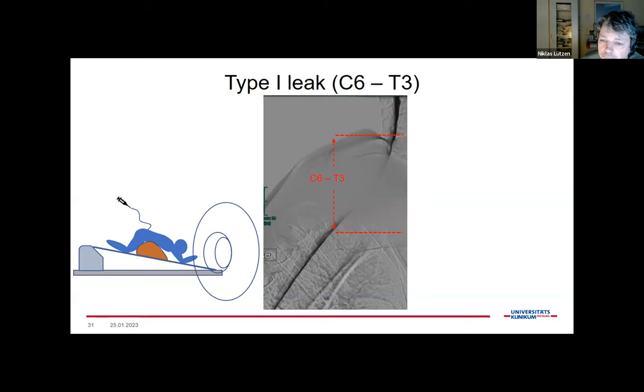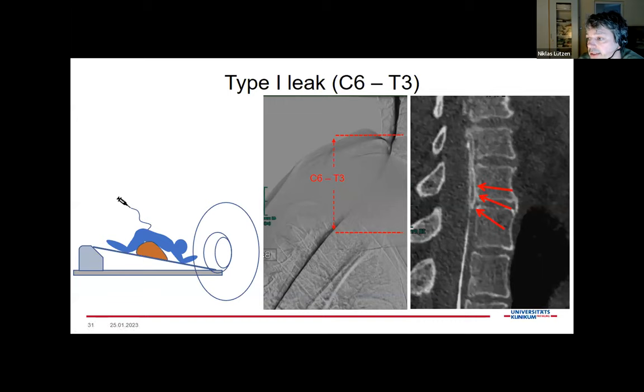This patient is placed in prone position. This is a custom-made tiltable table, and we perform two or three scans after each other. And this technique has enough radiation power to find the leak, and the contrast is running out into the extradural space, and exactly at this point is the site of leak.